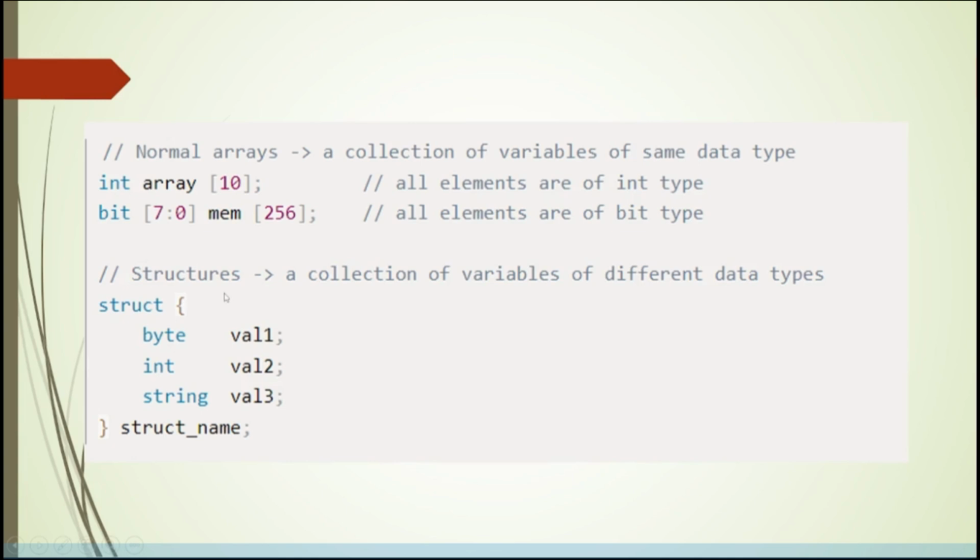So this is how you write it. Here we have arrays: an int array of 10 holds elements which are all int data type, and similarly another holds elements which are all bit data type. But this is a structure, so that is the difference. This structure consists of value 1 which is of byte data type, value 2 which is of int data type, and value 3 which is of string data type. All these are grouped together in a struct. When you want to access them, you can access all of them at a time, or you can access them individually.